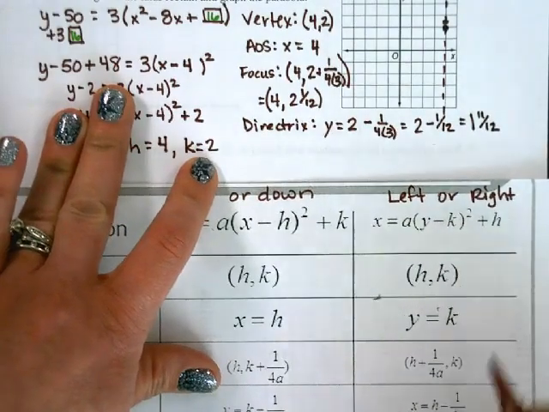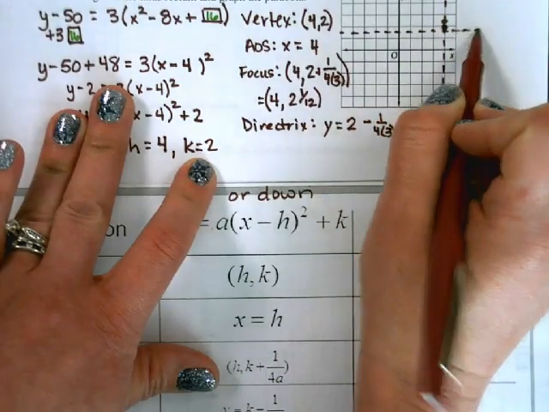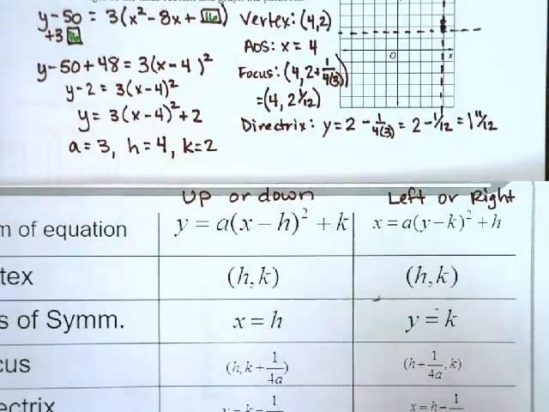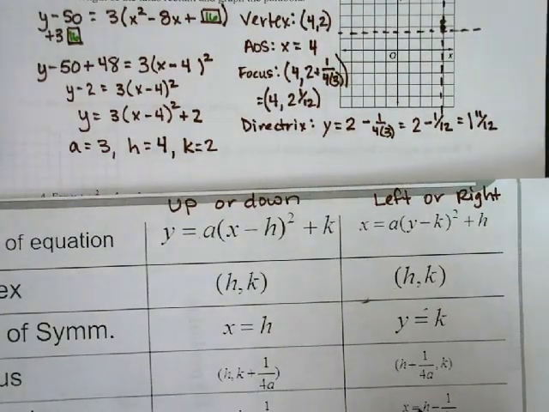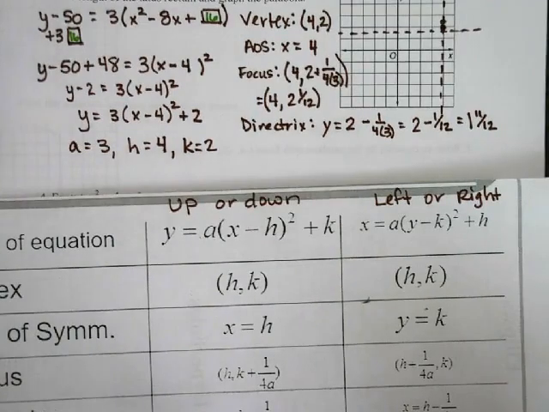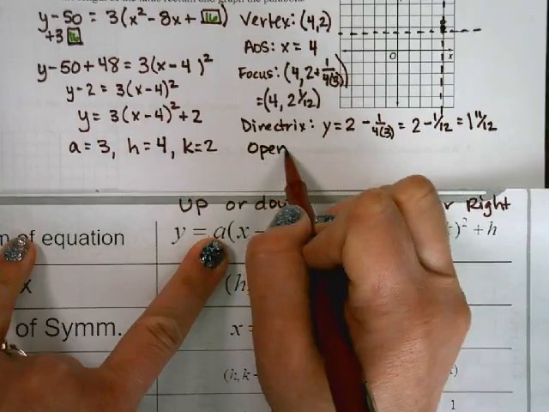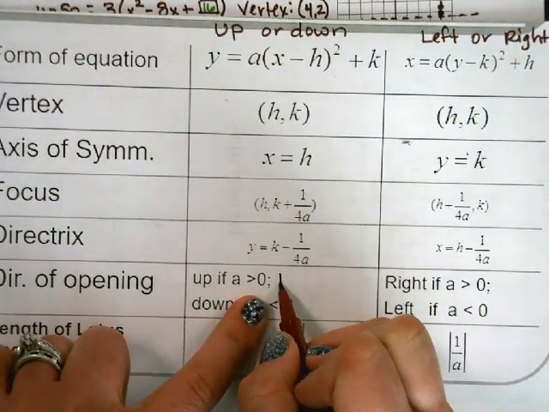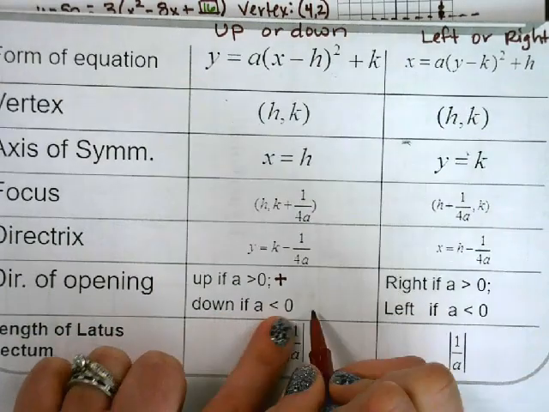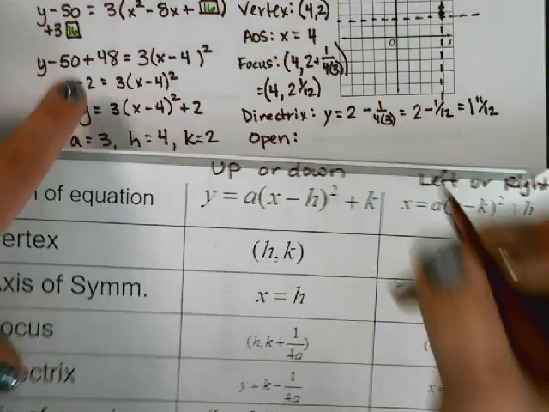Again, you've got your calculator if that's blowing your mind. Obviously, I can't graph a 12th very accurately with these tiny boxes. Okay, direction of opening. It opens up if A is positive. It opens down if A is negative. Which way does this guy open? Up.